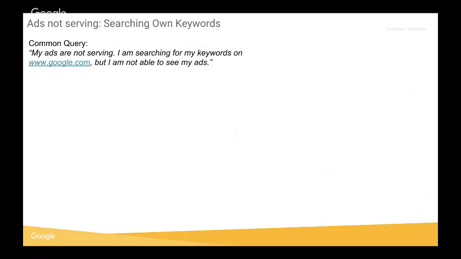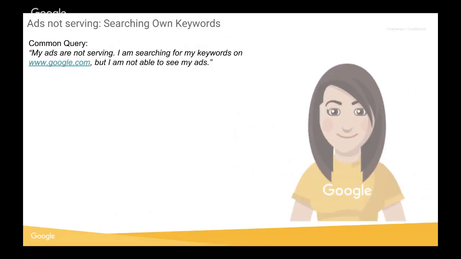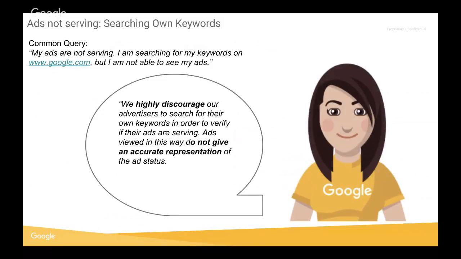We understand that it is very tempting, once you have created your ads and you want to find out whether your ads are serving or not, how they're going to look. It's very tempting to just go on google.com and type in your keywords and hope to see your ad. We actually highly discourage our advertisers from searching for their own keywords in order to see this, because the view that you will be seeing will not be an accurate representation of the ad status.